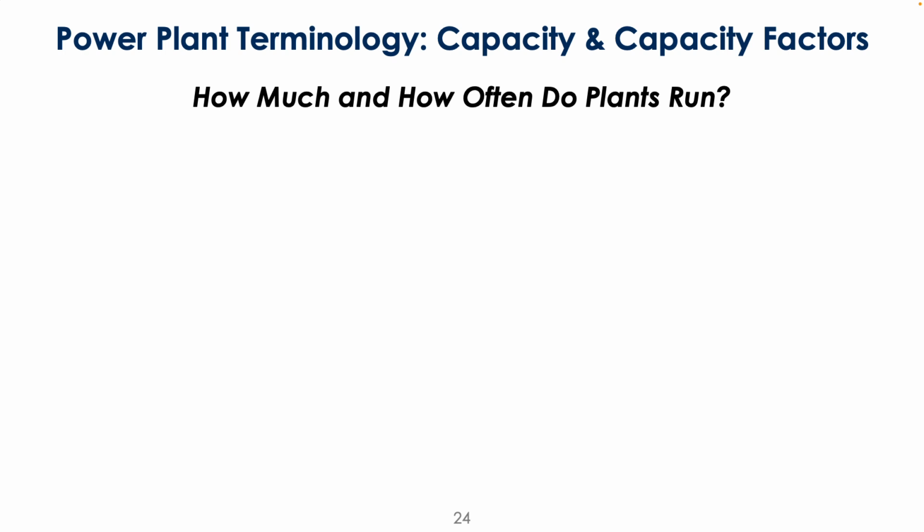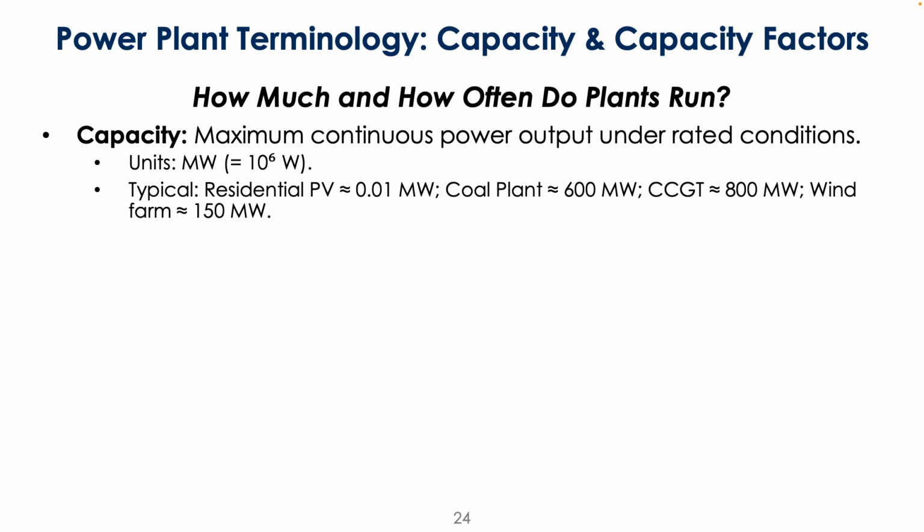Okay. The other terminology to keep in mind is capacity and capacity factors, which tell us how much and how often plants run. When we talk about capacity, this is the maximum continuous power output of a power plant. We are usually talking about power plants in terms of megawatts. That's generally the scale of power plants. You're usually in the hundreds of megawatts for decent sized power plants. Really large ones get into the thousands, and really small ones might be in the tens. You can see that here.